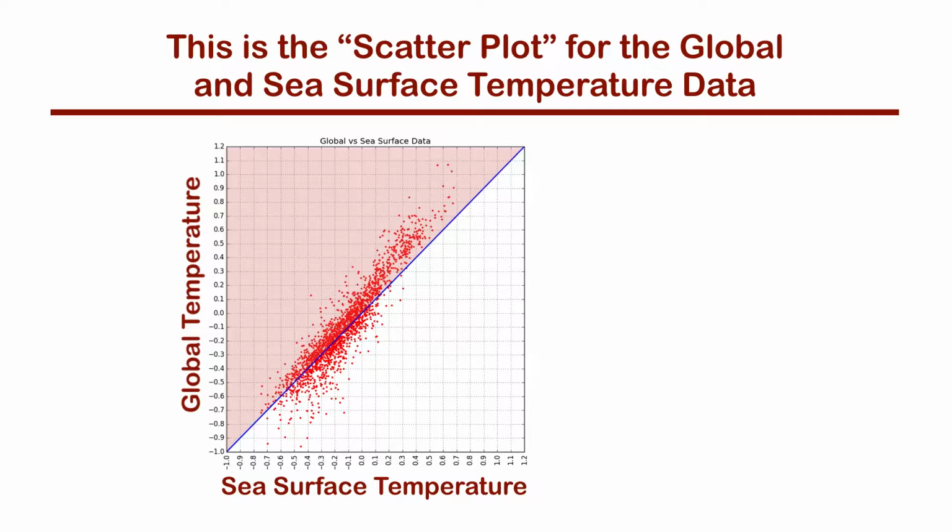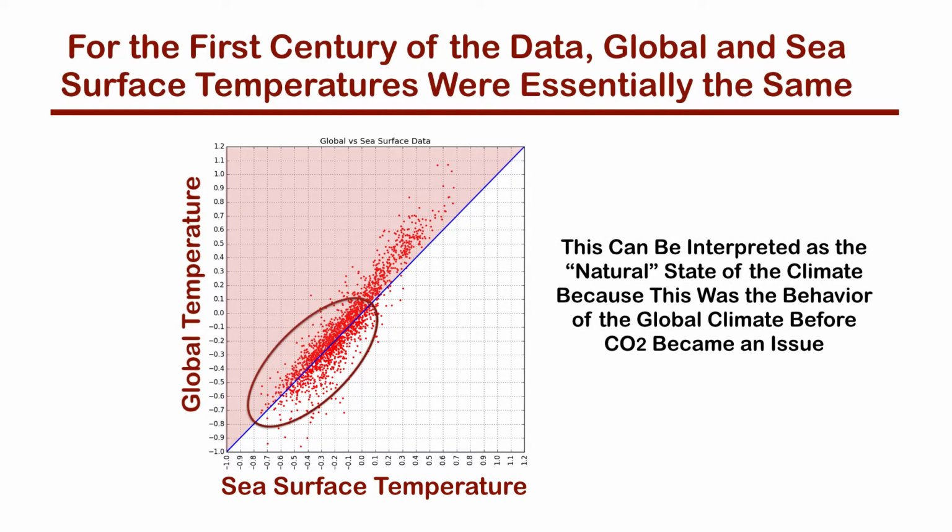There are a lot of data points here, one for every month for the last 165 years. You can see that in the early part, when the global temperatures were lower than they are today, for the first century of the data, the global and sea surface temperatures were essentially the same. And that's indicated by the fact that all the data points tend to cluster around that 45-degree line. So this behavior where global temperatures and sea surface temperatures are equal can be interpreted as the natural state of the climate because this was the behavior of the measured data before CO2 became an issue.